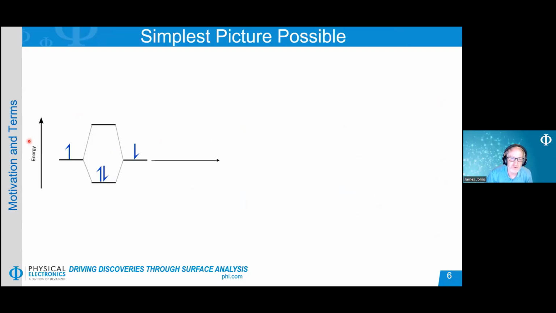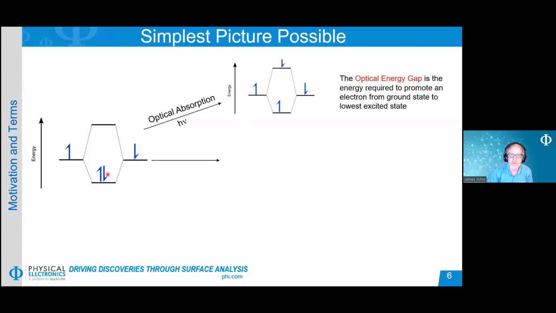Okay, so we're going to start from this diagram. We have electrons in our bonding orbital down here. And now we're going to talk about optical absorption. In optical absorption, remember, I can absorb a photon if it has the energy that matches the energy difference between your HOMO and LUMO. And that will put an electron from down here up to here. And this is the optical gap. This is the energy required to promote an electron from the ground state to the lowest excited state. And that's the optical gap.